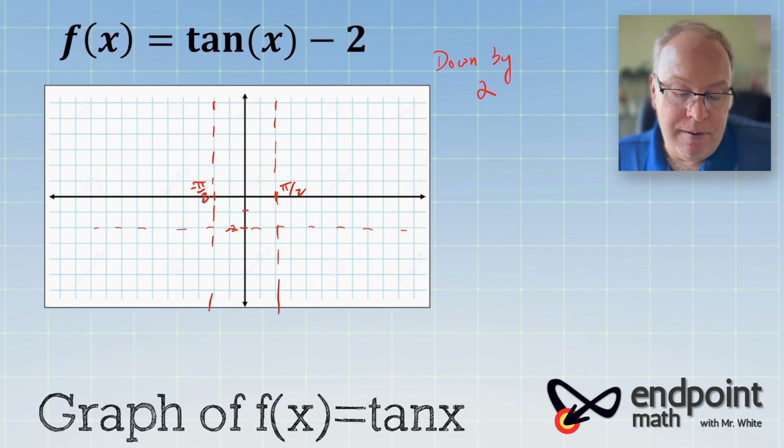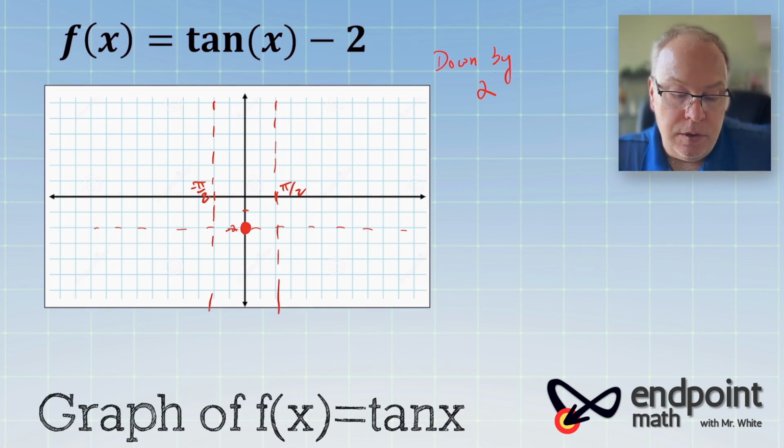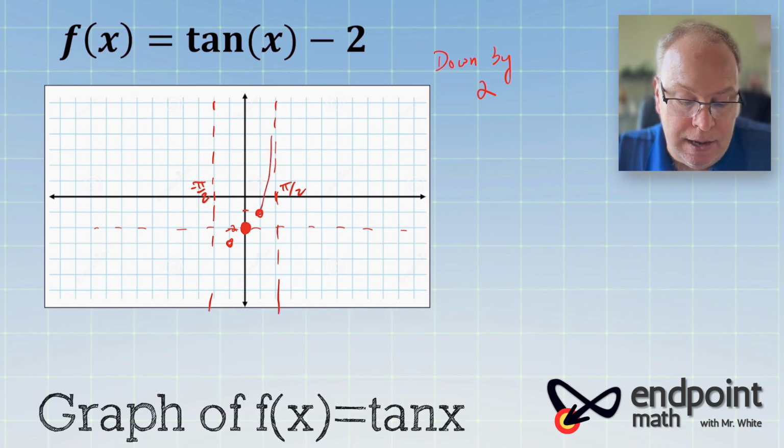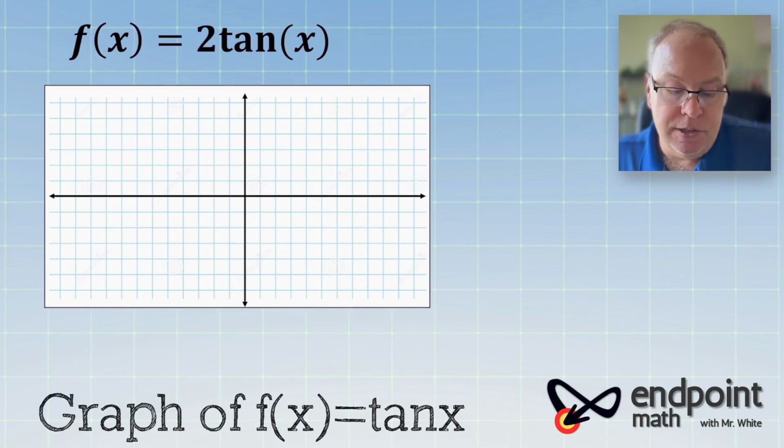Then I put my big fat middle dot right there, because it used to be up here, but I've moved it down by 2, right? Now there is no vertical stretch, so it will be exactly the same shape as the previous slide. It's just moved down. And then you could rinse and repeat over here. Okay? So there's another period. So that's tangent x minus 2. That was easy, right? All right, let's see what other goodies we have.